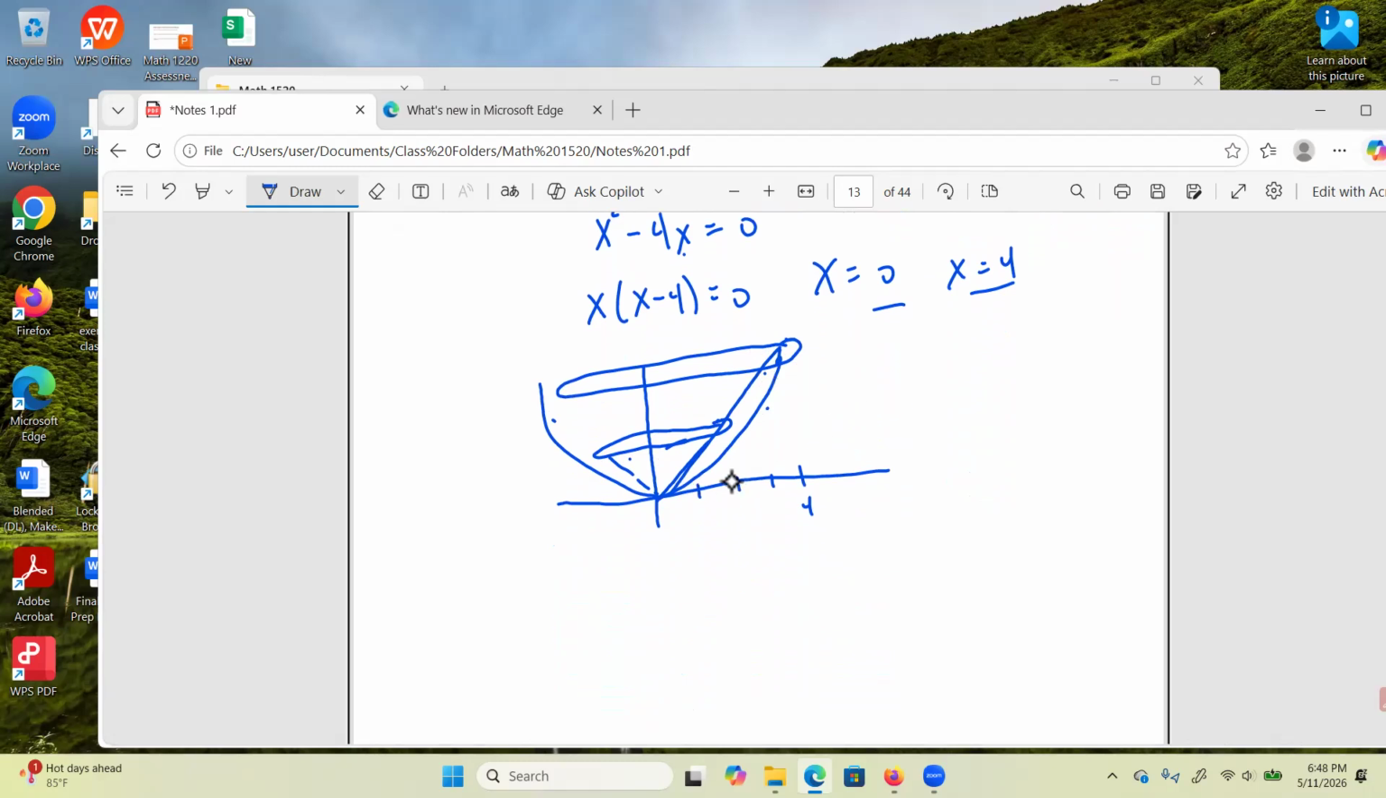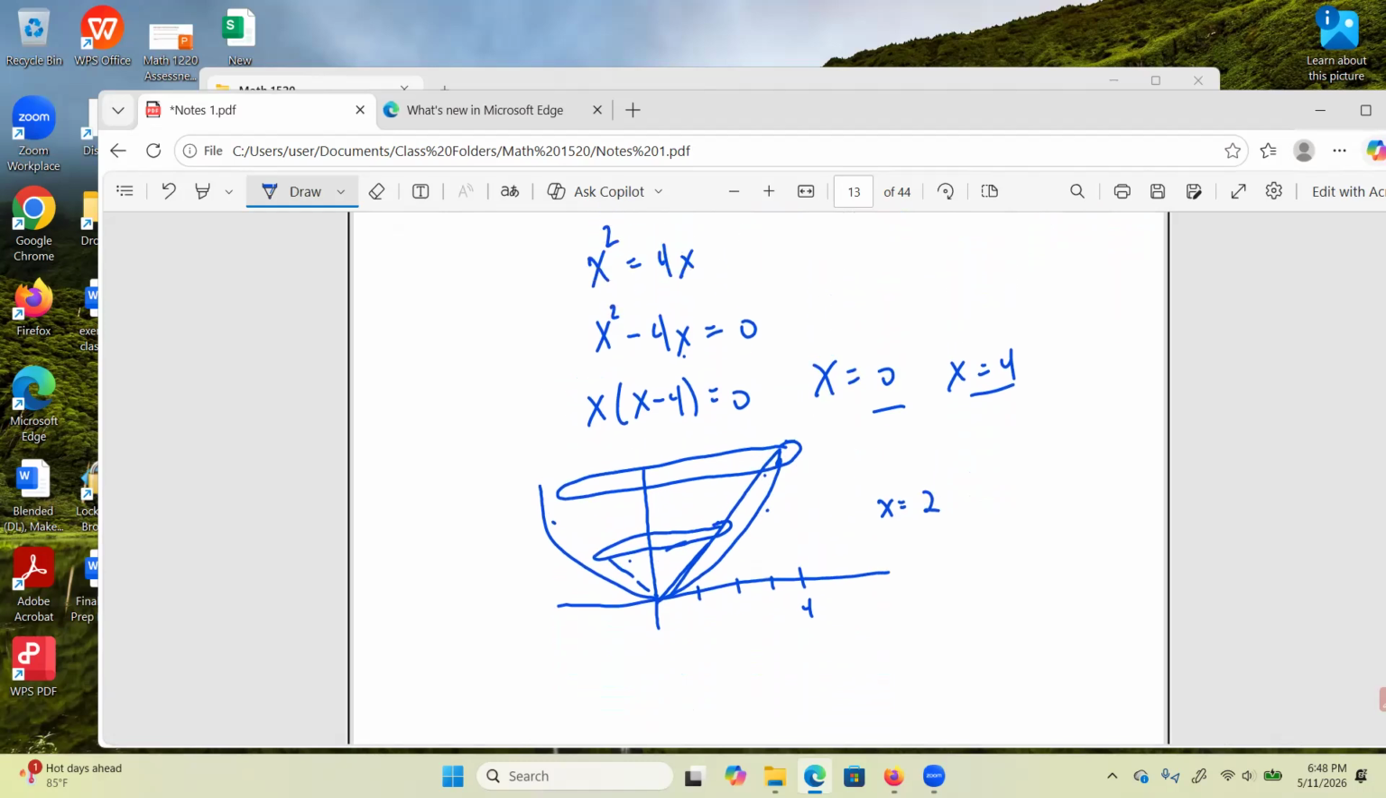Pick any point between the two intersection points. Like pick when x equals, say, 2, what's going on with my two different pieces here? So we have x squared, 2 squared is going to be 4. We have 4 times 2, we have 8. So the line is bigger than the parabola at x equals 2. It's not going to change until you get to an intersection point, 0 or 4. So I know that the line is a little bit bigger.